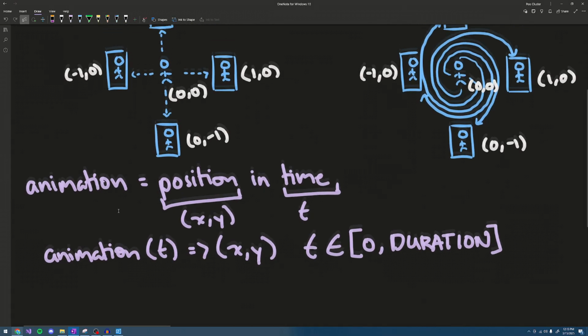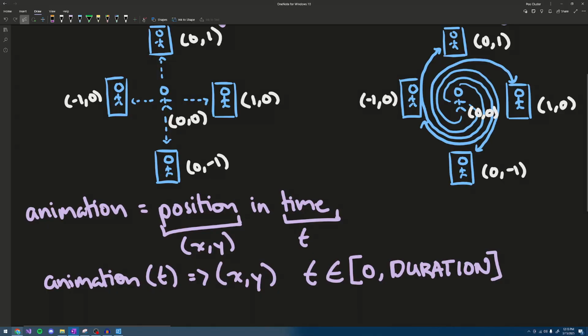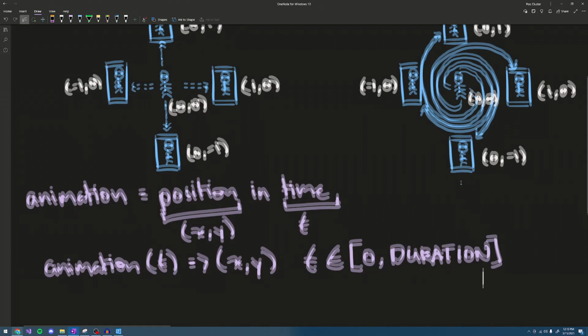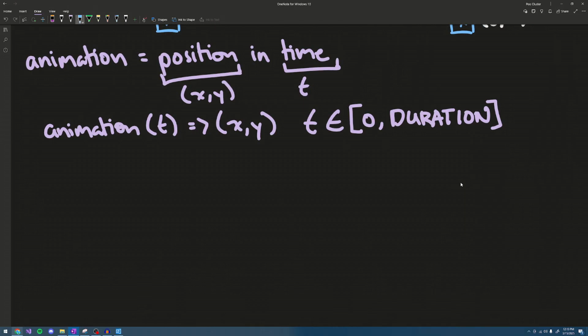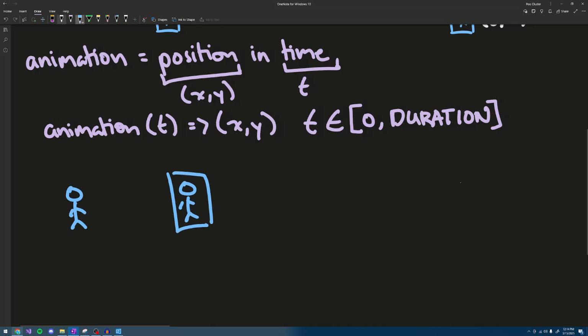Yeah, if we think of animation as a function, we can start from the center and go out to our target within the duration period. Now let's break down the first example a little bit more, starting from that origin, going to the right. We know that the origin is still at 0, 0, and that the right is still 1, 0. And given time, we should be able to slowly make our way over from 0, 0 to 1, 0.